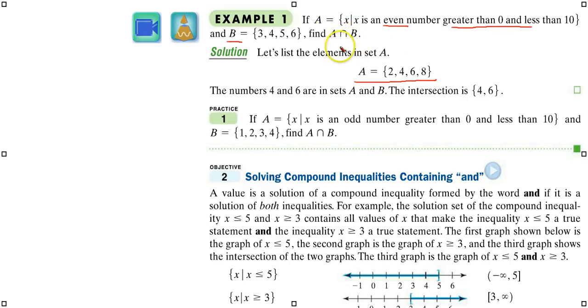So what you do is you look at both sets and say which elements are found in both sets. Well, 2's not found, but 4 is. It's in both sets. 5, no, but 6 is. So the intersection of these would be this, and you would write it in roster notation.